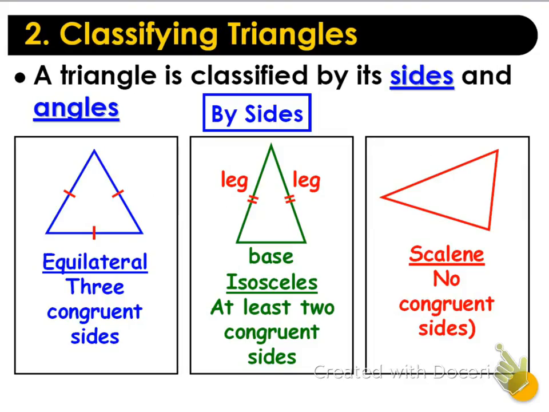Okay, we can classify triangles by their sides. We have an equilateral triangle, so all these sides are equal. We have an isosceles triangle where two sides are equal, and those two sides are called the legs, and it also has a base. Okay, and then we have a scalene where no sides are the same. So try to remember: isosceles has two sides the same, equilateral, three sides are the same.